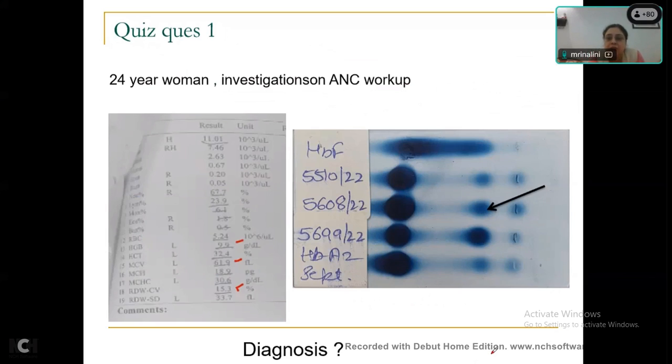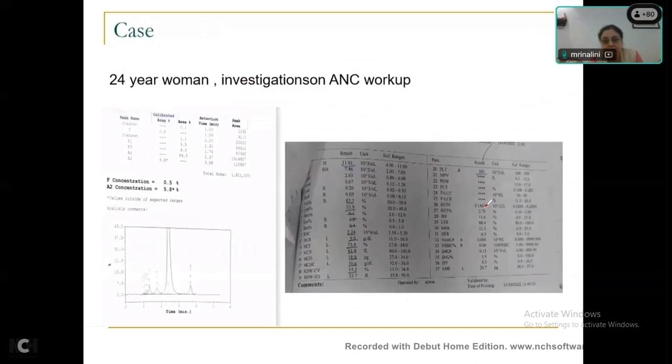That means you all have now understood how to read HB electrophoresis, and this is a very good observation, and you should be skilled enough to understand that this is a prominent band. So this was the HPLC of this case, and you can see that HbA2 is 5.8, and a value more than 4% is diagnostic of beta thalassemia trait.